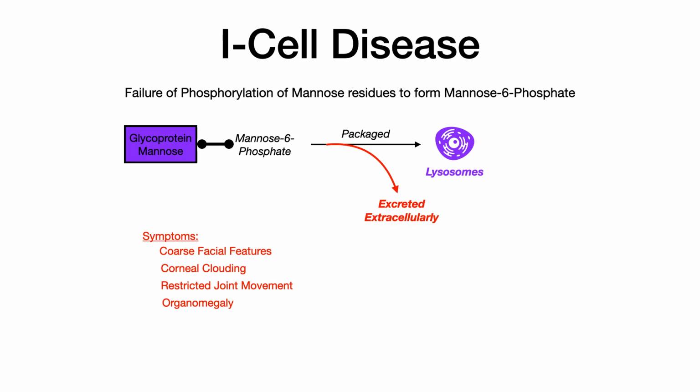And now we have extracellular material that doesn't work correctly. What we see here are various symptoms. So people with I-cell disease will have coarse facial features, corneal clouding, restricted joint movement, and organomegaly. So these are all symptoms of I-cell disease, which again is due to the failure of the phosphorylation of mannose residues. So very, very high yield.